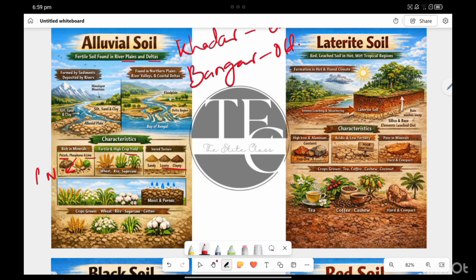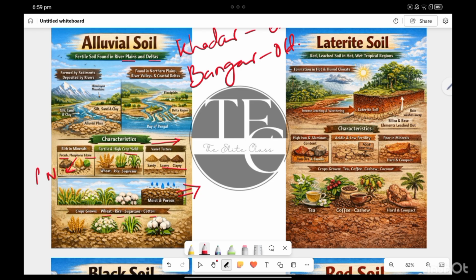In the lower and the middle Ganga plains, the sand content keeps on decreasing while we move from west to east. So they are sandier, they are loamier, they are clayey, and they are very moist and porous types of soil, and that is why their fertility is very high. Crops grown in this particular type of soil are wheat, rice, sugarcane, and cotton.